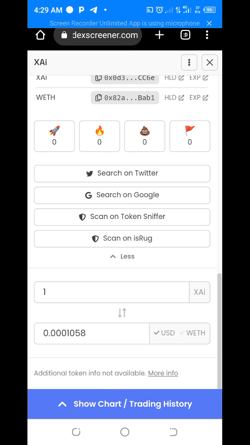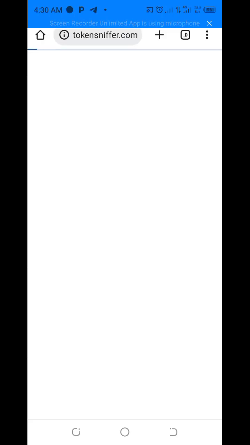Maybe in our next tutorial we'll be talking about some of the Telegram bots that could be used to detect scam tokens. I wish Token Sniffer could have opened, I would have used it to teach how to use it. But don't worry, we are still going to do separate videos on how to use Token Sniffer to detect if a token is a scam or real.